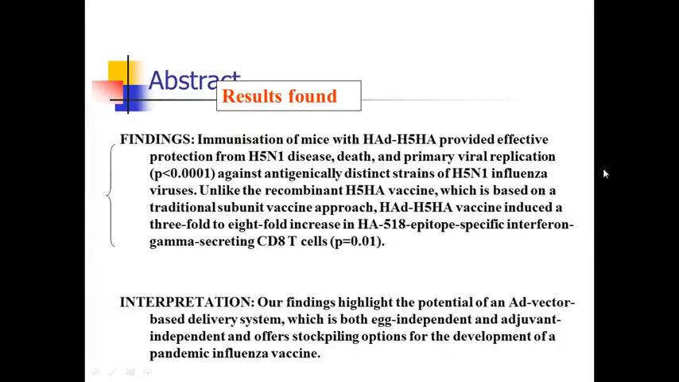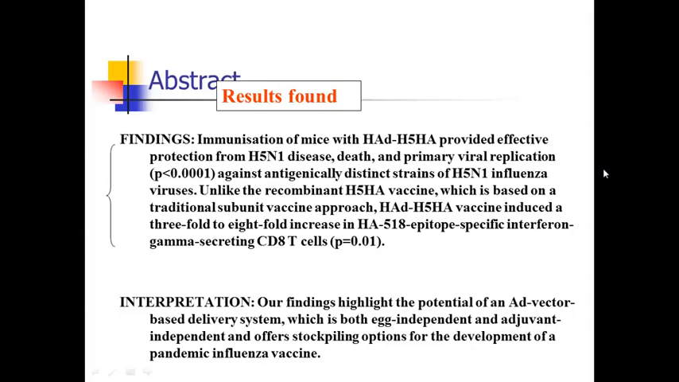And then they give a quick summary of the results. So they give you a couple of key pieces here. So first of all, the vaccine seemed to work, at least in the mice. It provided effective protection from disease and death. And notice a highly significant p-value there. They just put the p-value. They didn't give you any other numbers, but that's probably enough.